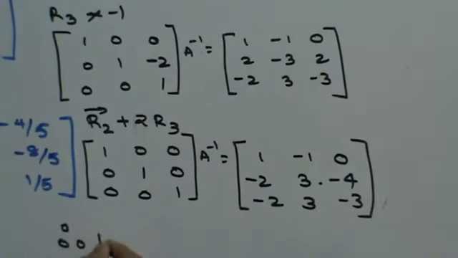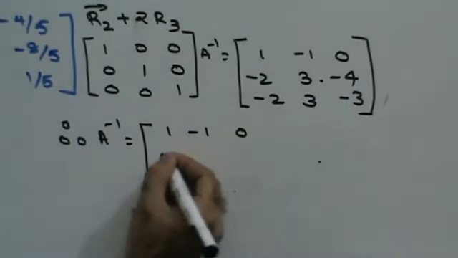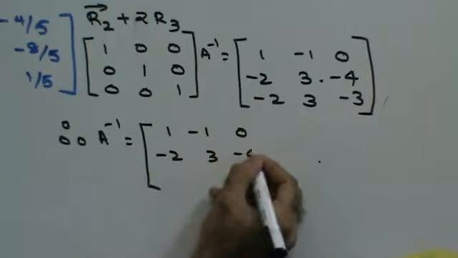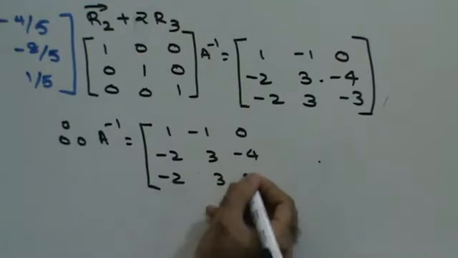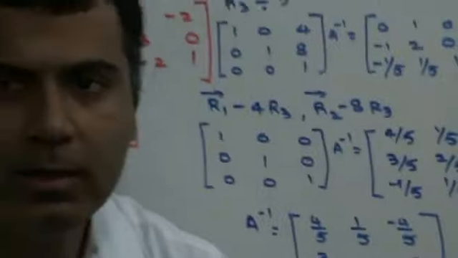Therefore, I can say that A inverse is 1 minus 1, 0. Minus 2, 3, minus 4. Minus 2, 3, minus 3. Right? That will get you the value of A inverse. We will stop this here for the day. Thank you very much.